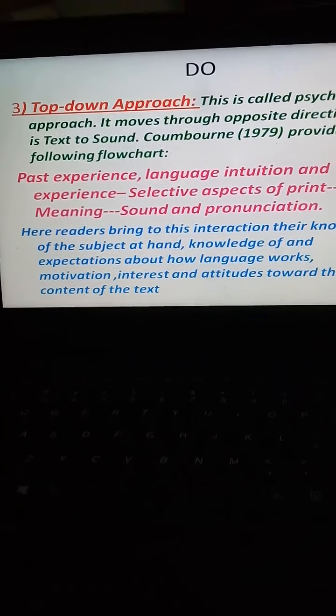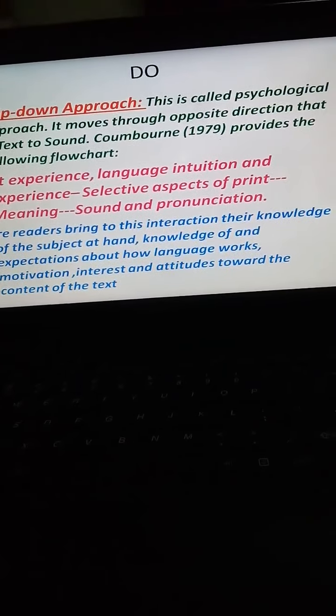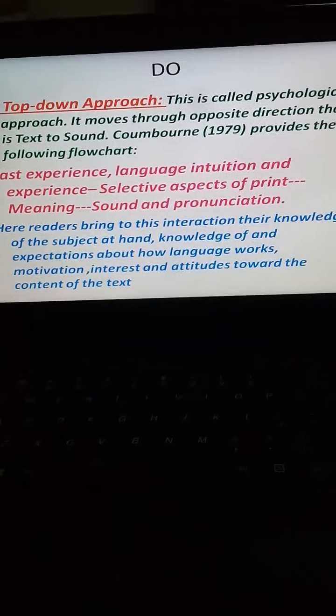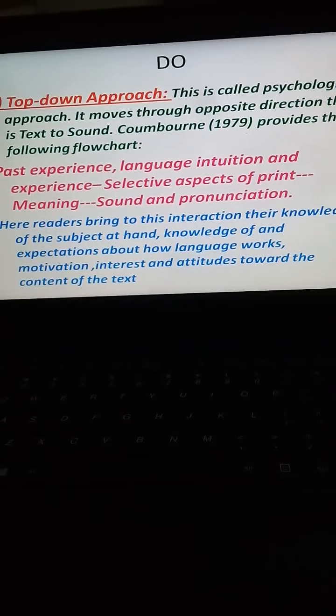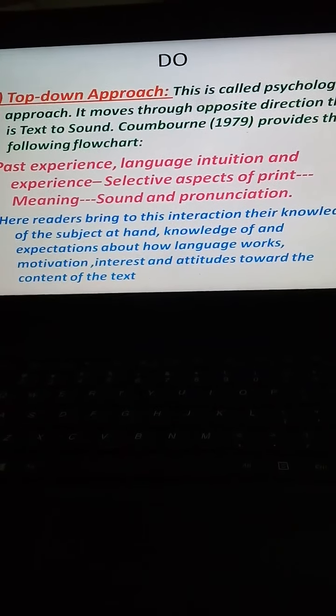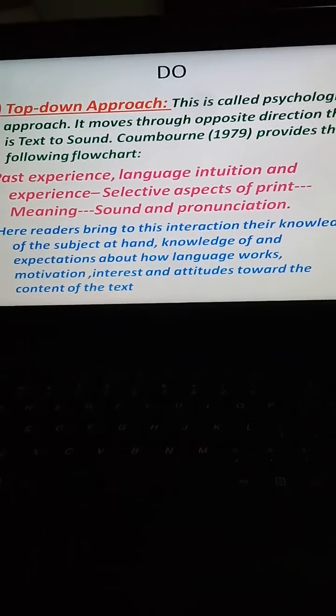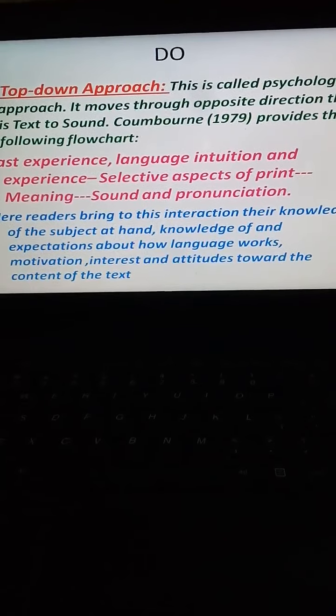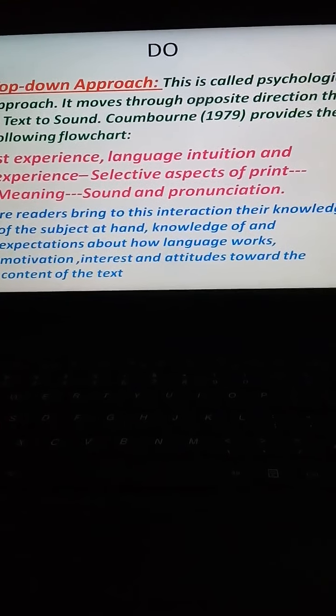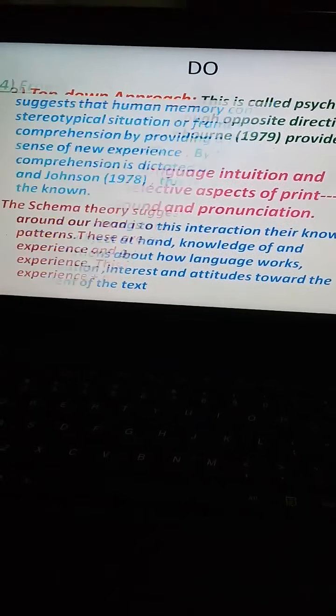So here readers bring to this interaction their knowledge of the subject at hand, then knowledge of how language works and expectations about how language works, then motivation, interest and attitudes toward the content of the text.